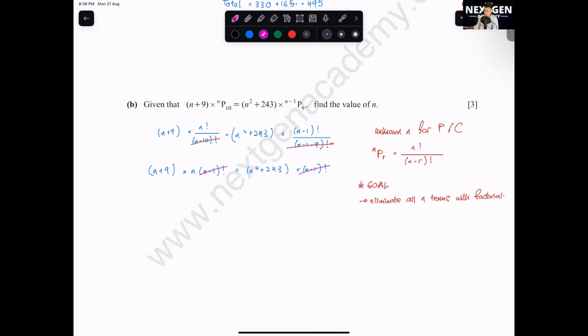All right. Now open up the bracket and then you simplify it. N squared plus 9n equals n squared plus 243. Both sides got n squared, so you cancel off. 9n equals 243. N is equal to 27.